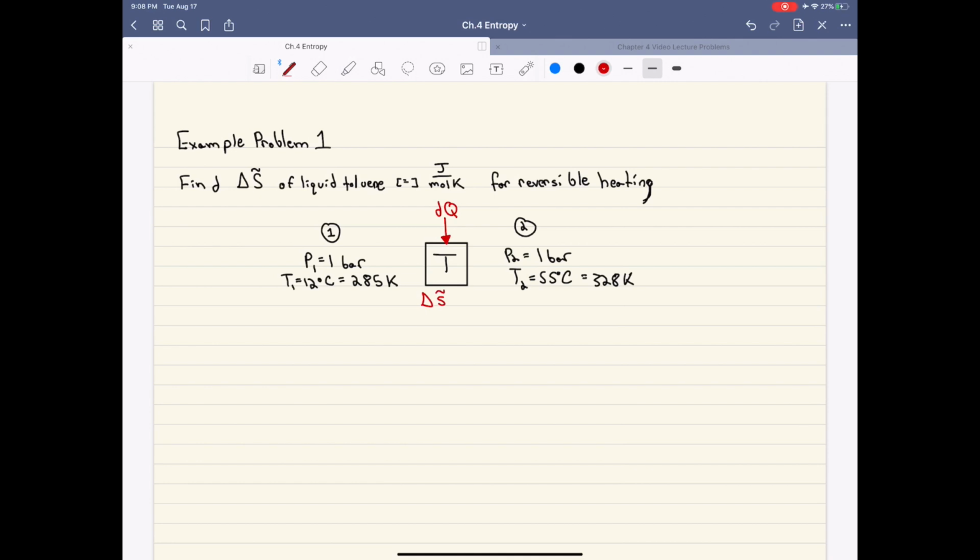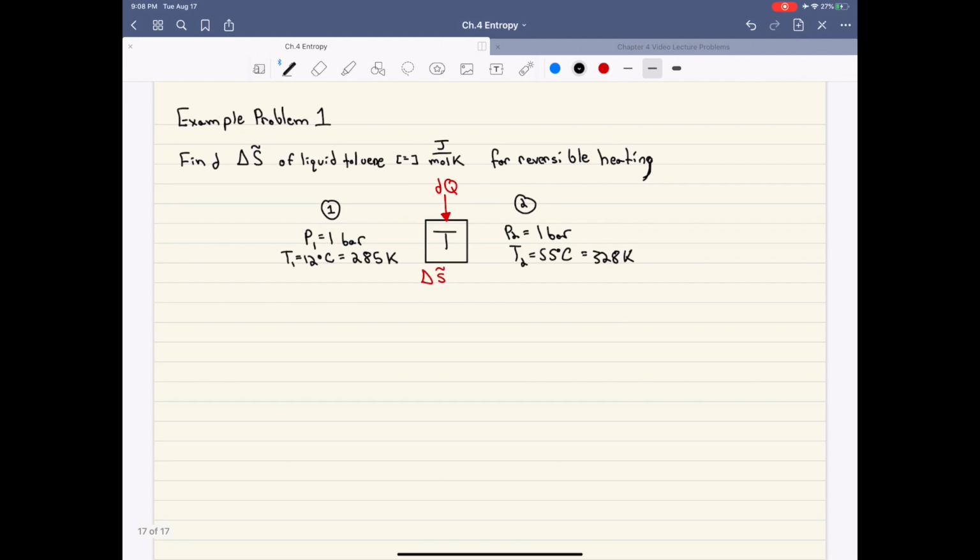For this problem, there are basically two unknowns: the heat that's going into the system and the change in entropy. So we have two unknowns, and therefore we need two equations.